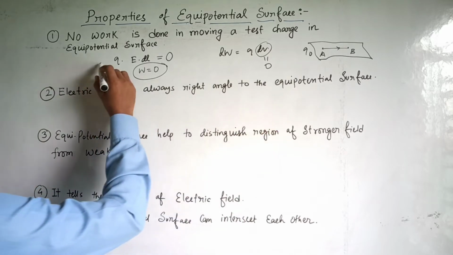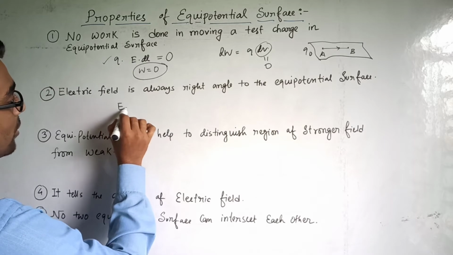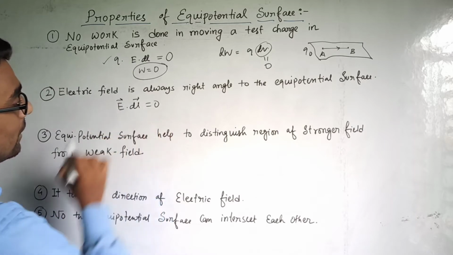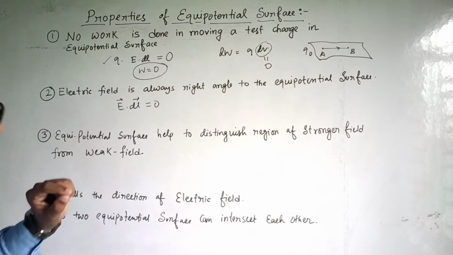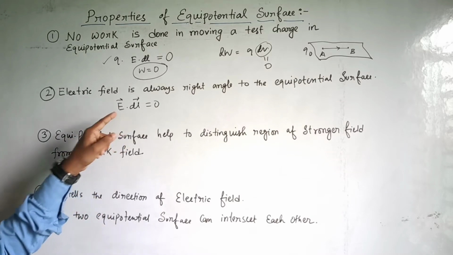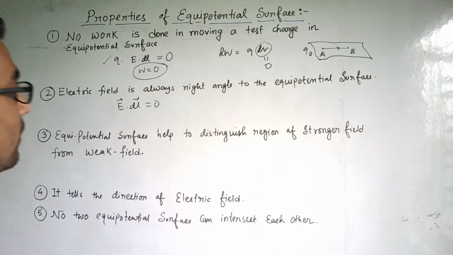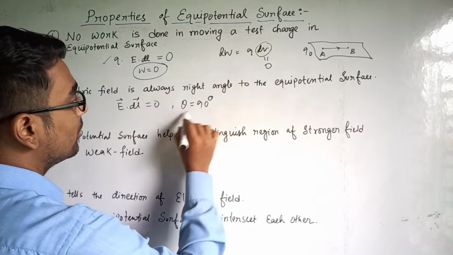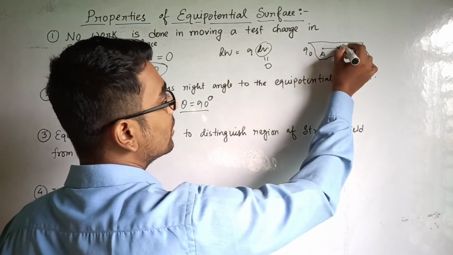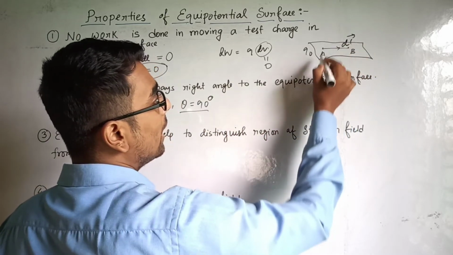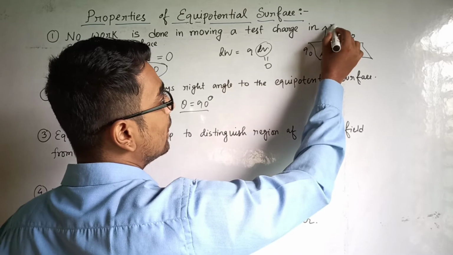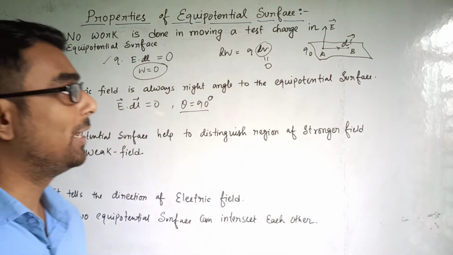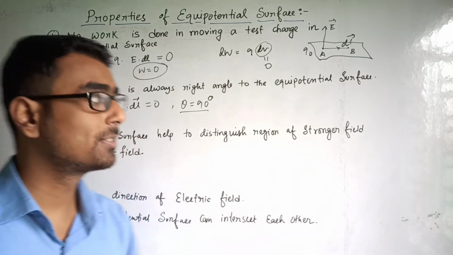Clear? So the next point tells us that the electric field is always at right angle to the equipotential surface. If we take this point, E dot dl is equal to 0. That means the angle between the electric field and the dl vector is 90, that is, theta here is 90 degrees. So in this direction it will be the dl vector, and in this direction the electric field vector. That means the electric field should always remain perpendicular to the surface.